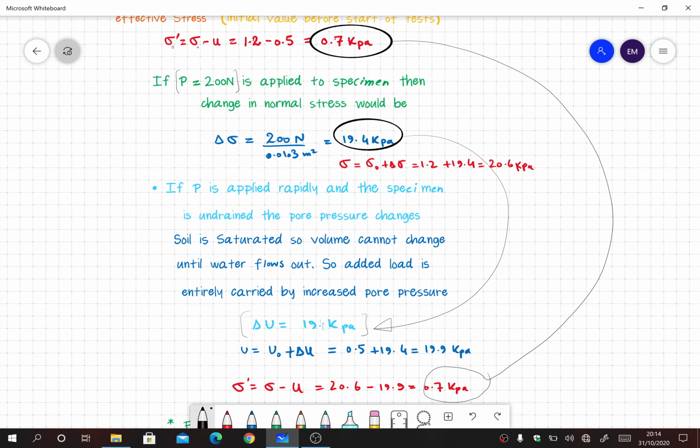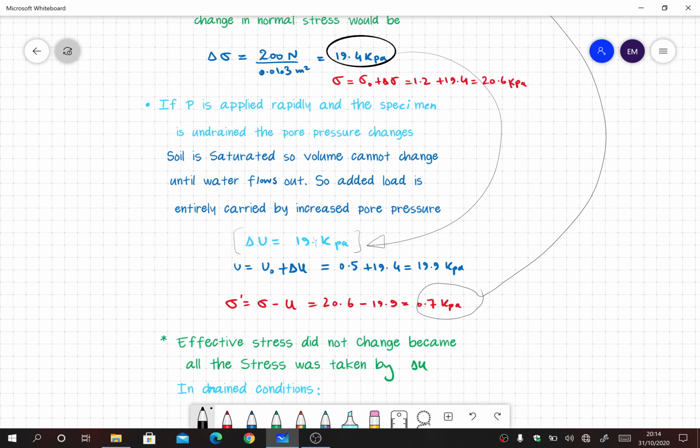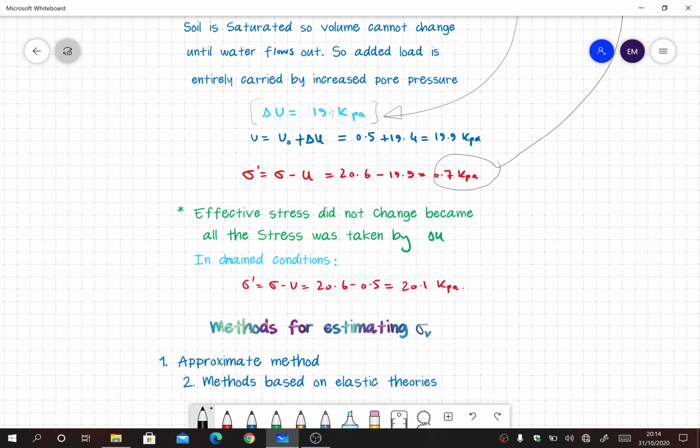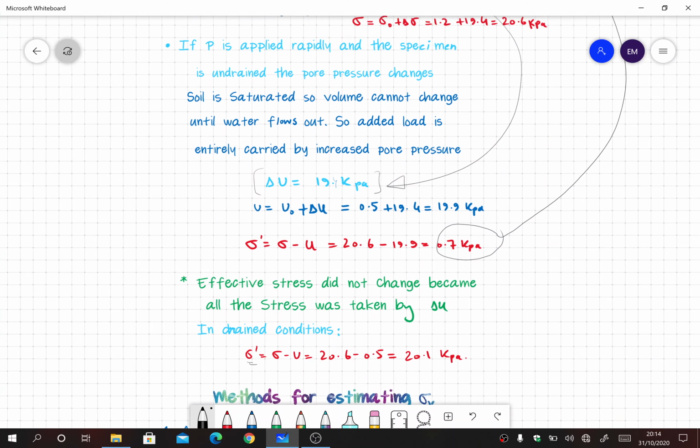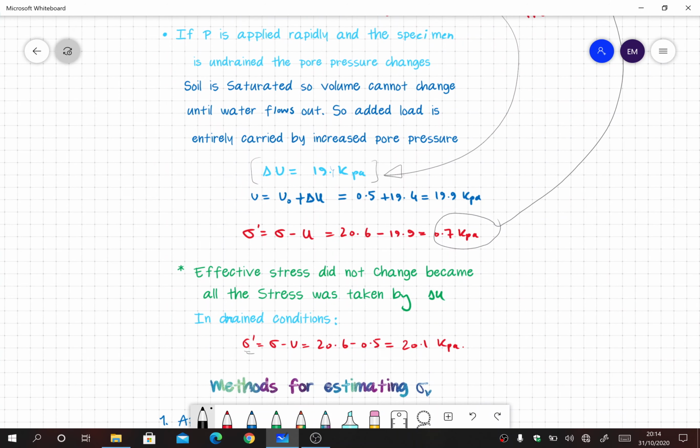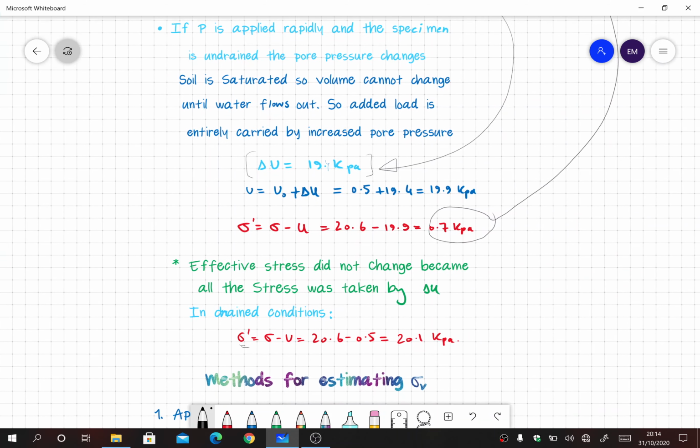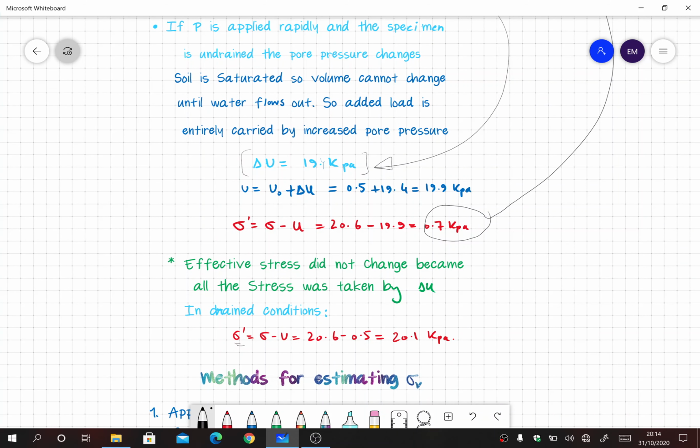Now in a case where we allow the water to dissipate, or we allow volume change to happen, that means pore pressure will dissipate slowly and delta U will eventually become 0. So U at that time will be 0.5, and if I want to calculate effective stress after we allow drainage, that will be total stress minus U. So total stress after application of the 200 newton load is 20.6 minus 0.5, that was U naught, so it will be equal to 20.1 kPa.